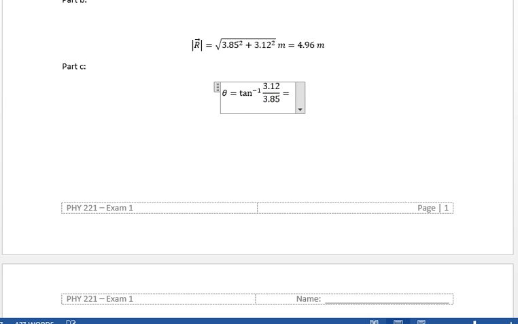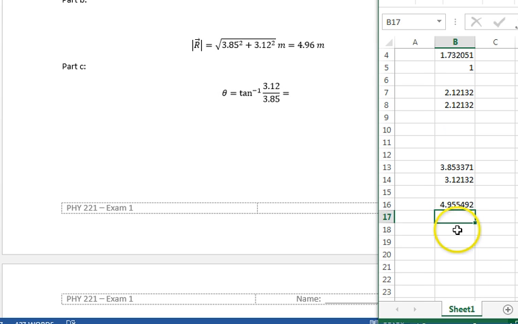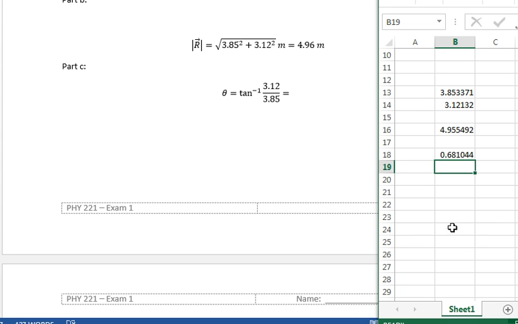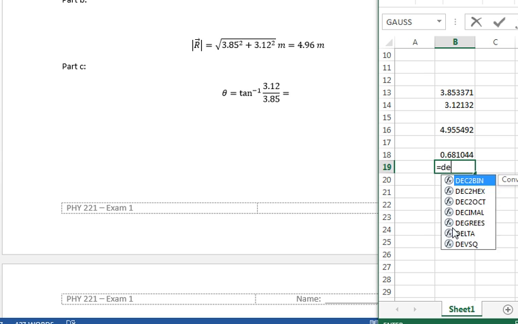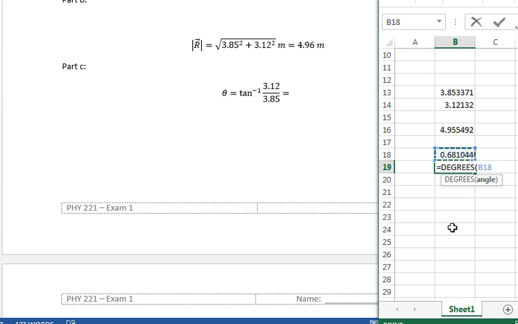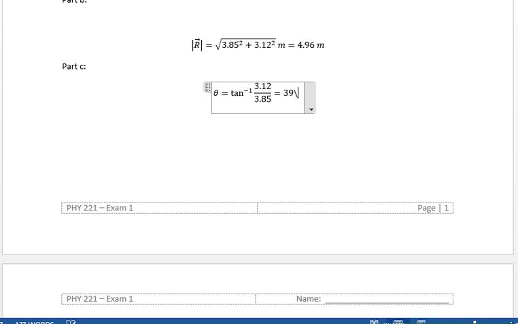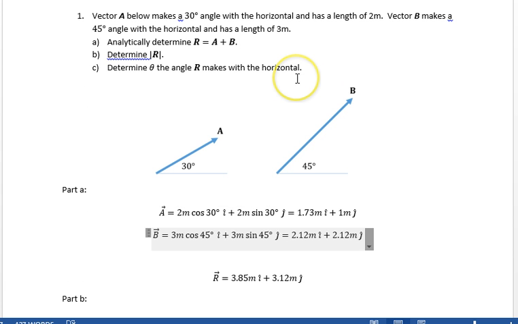Okay, so what is the inverse tangent? Turning back to Excel, a tan of, I'm going to type it in, 3.12 divided by 3.85. Again, Excel uses radians, so this is going to be in radians, not in degrees. So we convert to degrees with the degrees function, and we get 39 degrees. All right. So theta is 39 degrees above the horizontal. And that's it for problem 1.